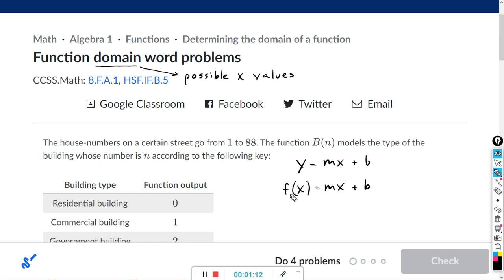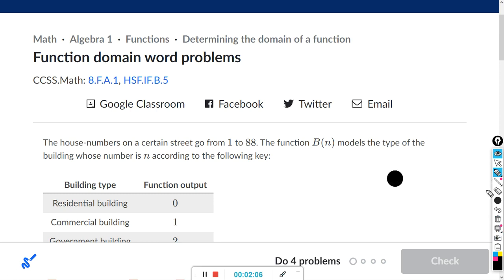So it's not always going to be f of x. For instance, in the first problem here, they write the equation in the form of b of n. The variable that's in the parentheses is always going to be your x value. Since the domain deals with the possible x values, we're looking at the variable in the parentheses. So that's how all these problems are going to be. We want the possible values for the variable in parentheses.